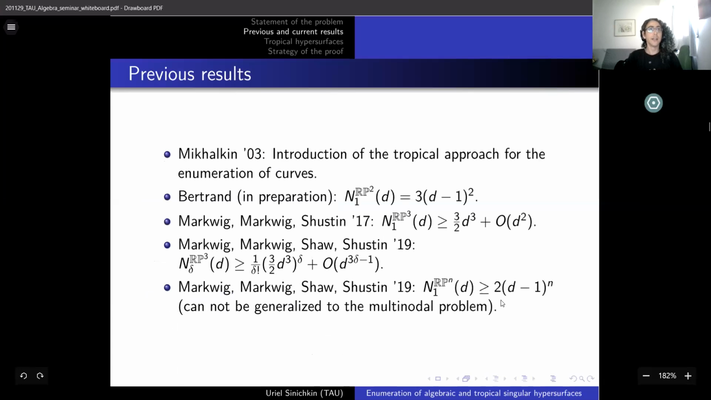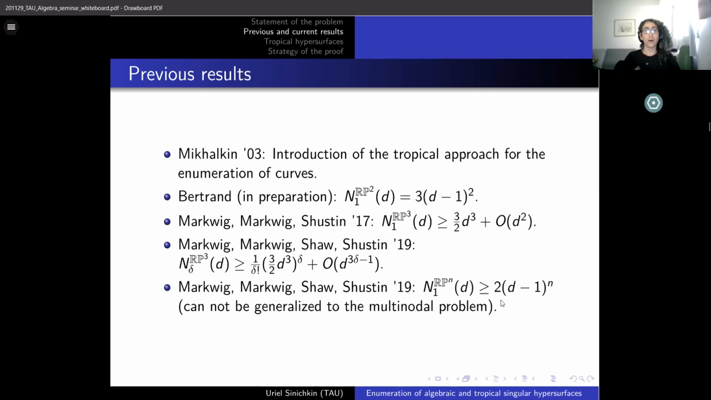What are the known answers? First of all, it is customary to mention Mikhalkin's paper from 2003, where he introduced a tropical approach to enumerative algebraic geometry. He wasn't dealing with this particular question, a quite similar question, but not this one. But he did enough to mention him.